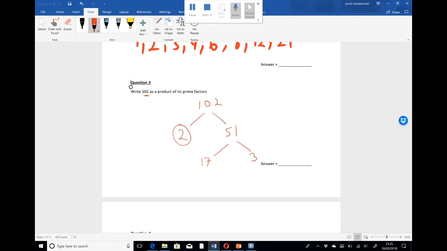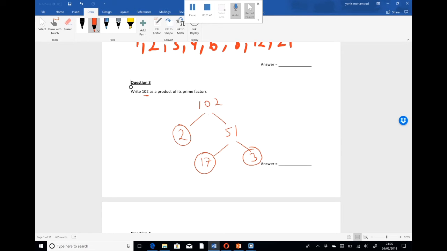Now let's have a look at the number 17. Can 17 be broken down into two numbers that will multiply to give me 17? Nope, I can't think of any except for 17 and 1. So that means 17 is a prime number. I'll do the same thing to number 3. Can 3 be broken down further? Nope, because 3 is a prime number in itself.